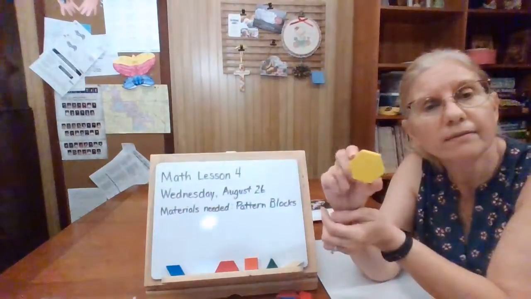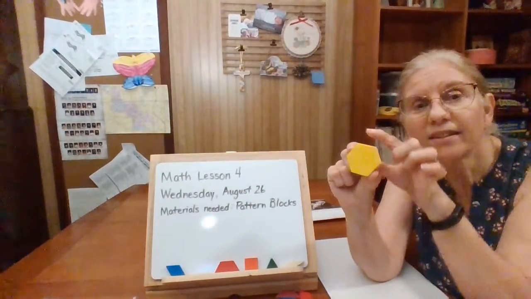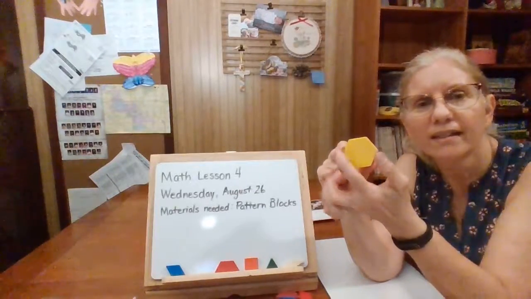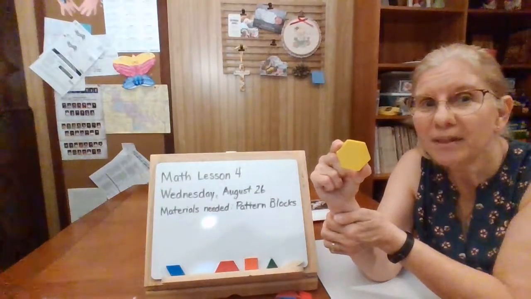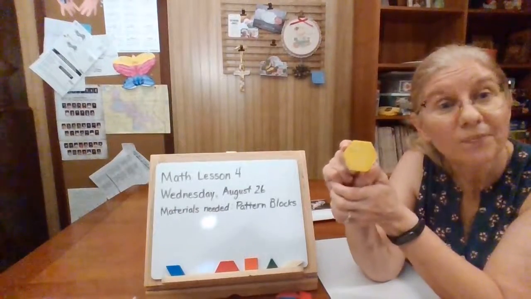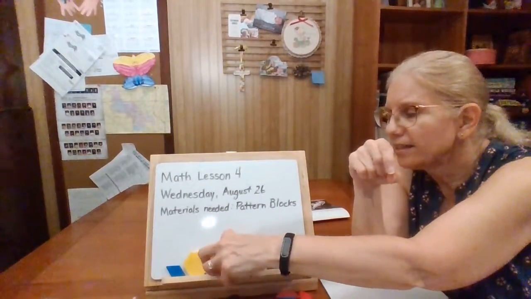And what color is this? Yes, yellow. And this has how many sides? Let's count them. 1, 2, 3, 4, 5, 6. 6 sides. That means it's a hexagon. Can you say that with me? Hexagon. So 6 sides and it's yellow. That's our hexagon.